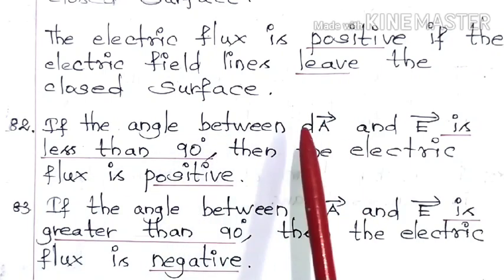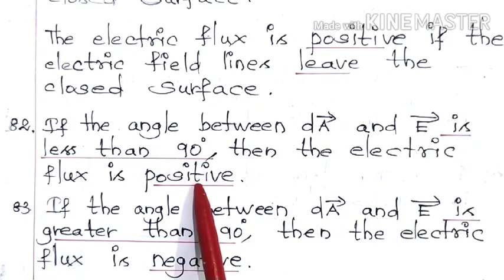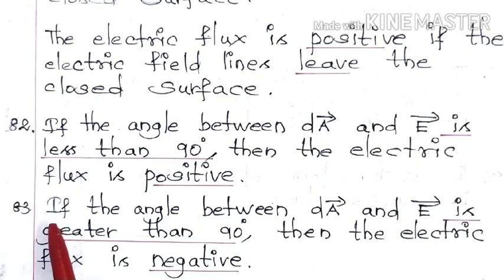So if the angle between this one and this one is less than 90 degree, then the electric flux is positive. At the same time, if the angle between dA vector and E vector is greater than 90 degree, then the electric flux is negative.